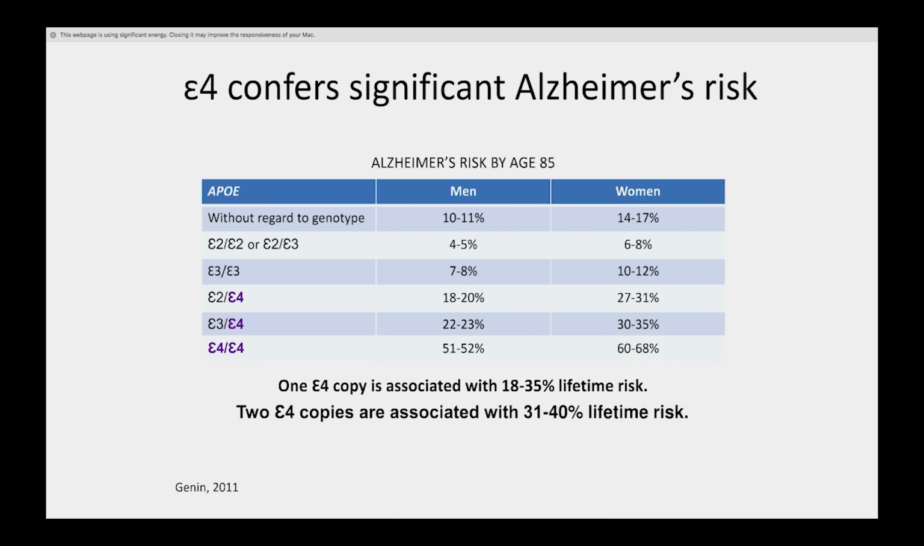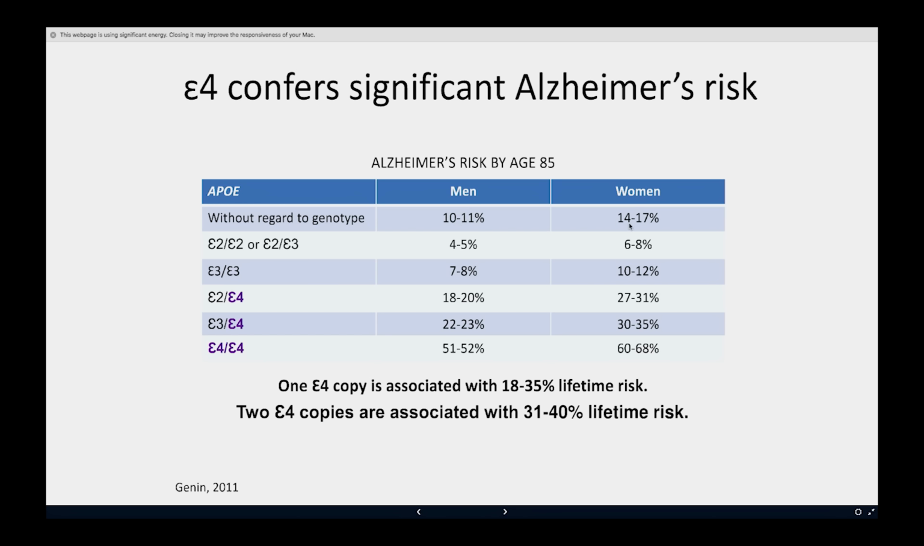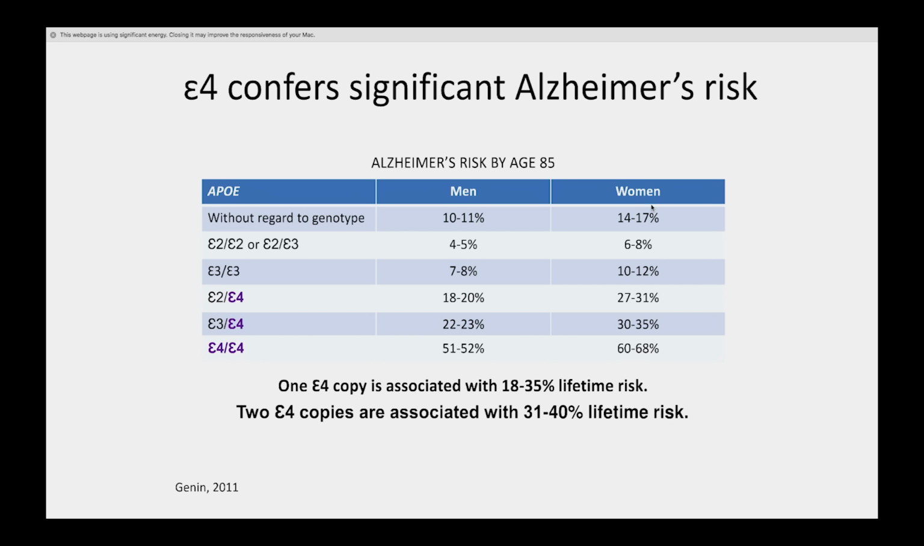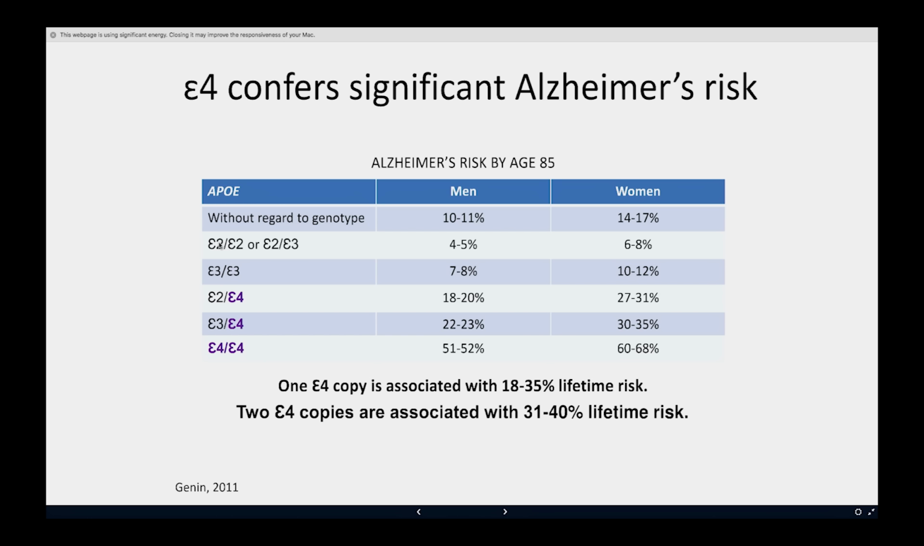And this is just to show you the risk of Alzheimer's disease. This is the risk if we don't look at genotyping whatsoever. So it's about 10 to 11% in men and 14 to 70% in women. This is lifetime risk, so at all ages. Having E2, as you can see, can be protective. So the risk becomes less, 4 to 5% or 6 to 8% in women.